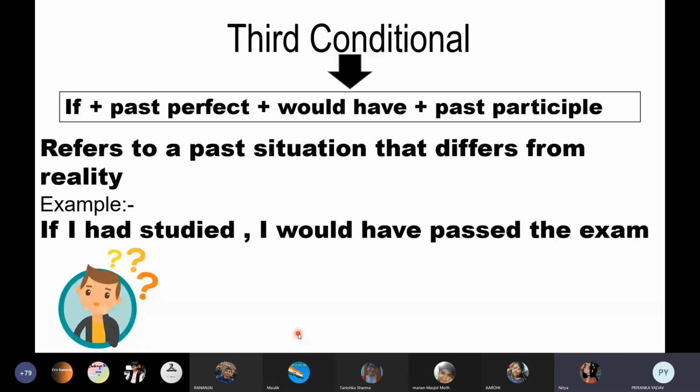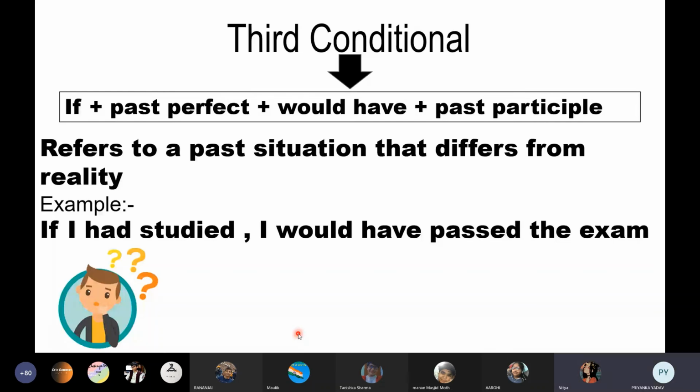Third conditional. It refers to a past situation that differs from reality. These sentences are mostly used for talking about our regrets and disappointments. These sentences specifically talk about unreal past. For example, if I had studied, I would have passed the exam.